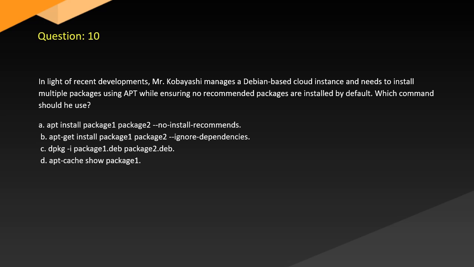Question 10. In light of recent developments, Mr. Kobayashi manages the Debian-based cloud instance and needs to install multiple packages using apt while ensuring no recommended packages are installed by default. Which command should you use? A. apt install package1 package2 --no-install-recommends. B. apt-get install package1 package2 --ignore-dependencies. C. dpkg -i package1.deb package2.deb. D. apt-cache show package.